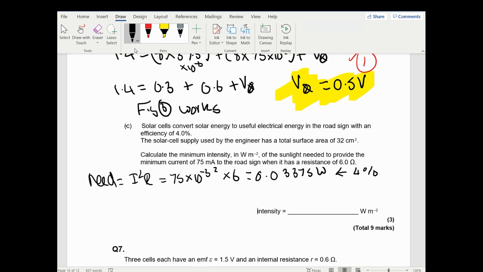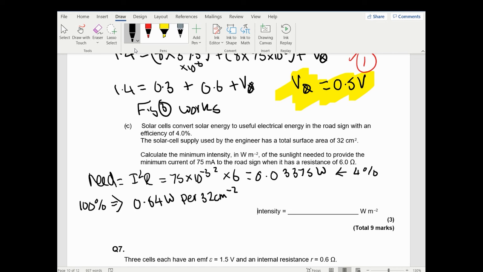So that is what I need, and that is 4% of what I got. So this is 4% of what I got, so 100% of what I was given. Divide that by 4, times that by 100. I was given 0.84 watts per 32 centimeters squared. So that's how many watts I was given for 32 centimeters squared.